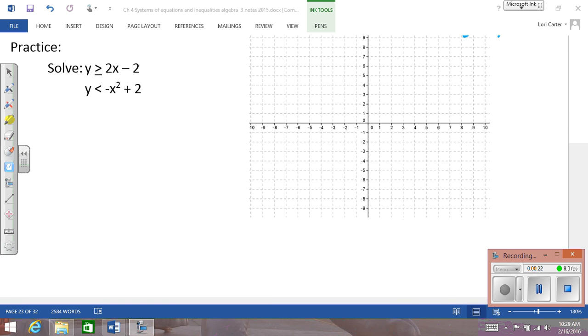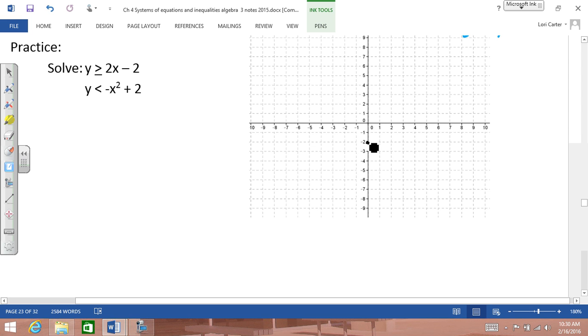Okay, y is greater than or equal to 2x minus 2. Where do you start? Down 2, because that's your y-intercept. Then you went 2 over 1. And solid or dashed? Solid.